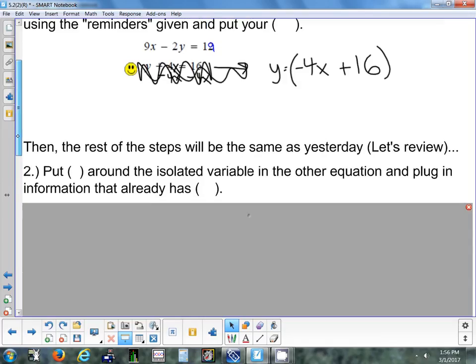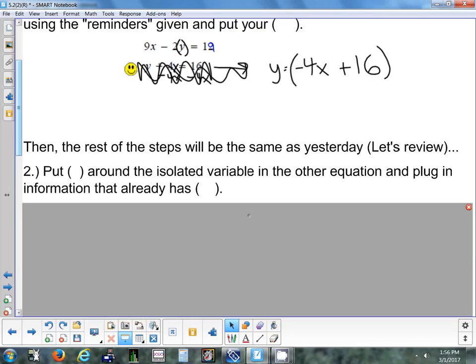So I go back up here, in the top equation, what letter should I be putting parentheses around? Emma? Why? Because it's isolated down here. Good, Emma. So I put parentheses around that. So once we rearrange, it's the same as yesterday. I'm going to put the parentheses around the isolated variable in the other equation.